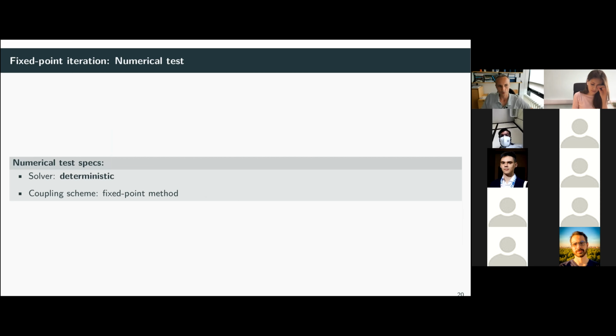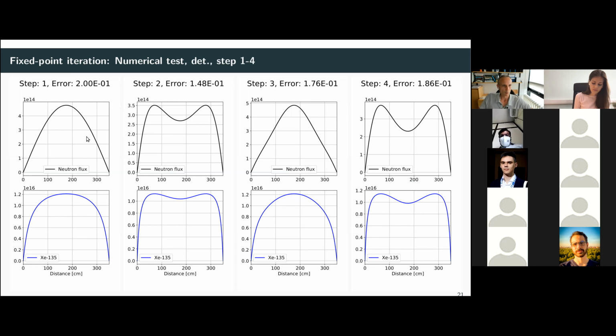So I'm going to show you plots now of the fixed point iteration for the system that is a 350 centimeter wide slab, right? So it is the system for which the transient calculation diverged. I will show you the deterministic mode first, so I will switch off the random noise in my solver. You can see here step number 1, step 2, step 3, step 4. The black line is the neutron flux, and the blue line below is the distribution of xenon in the system, right? You don't see the flux phi 0, the guess, which was 0. You see step 1.